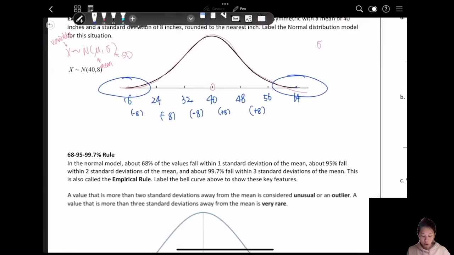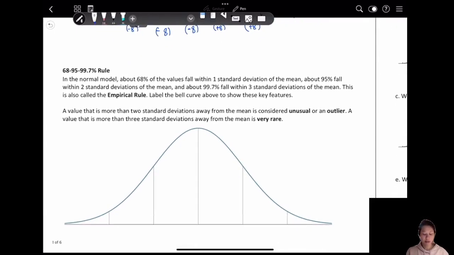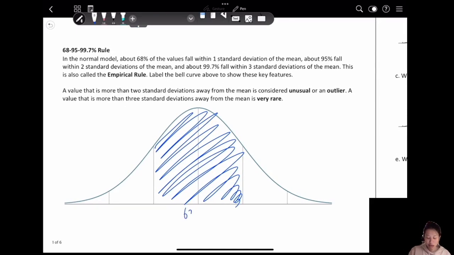Now there's a really important thing about normal distribution called the Empirical Rule, which is the 68-95-99.7 rule. In the normal model, about 68% of the values fall within 1 standard deviation of the mean, which means this area takes 68% of the total area. That's plus or minus 1 standard deviation.